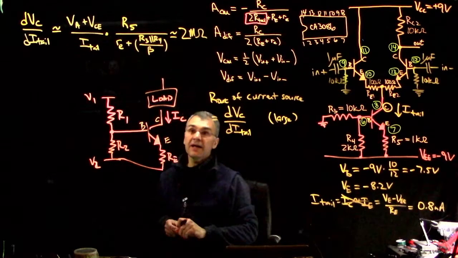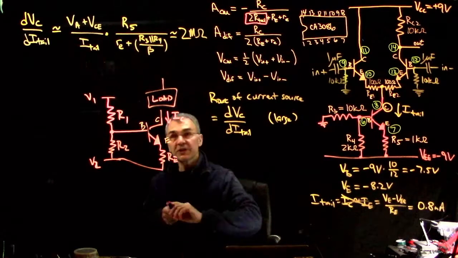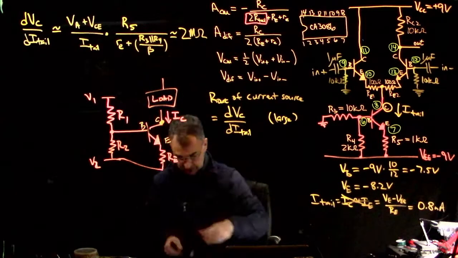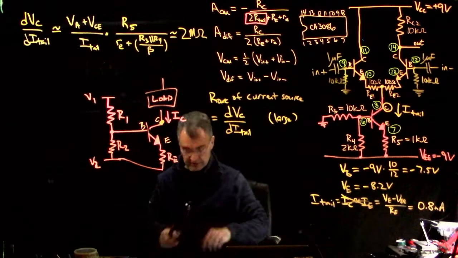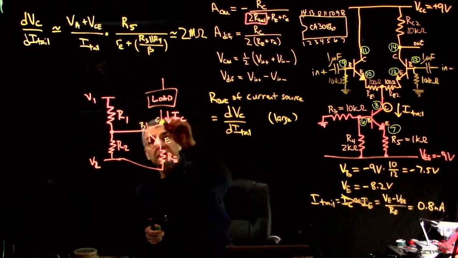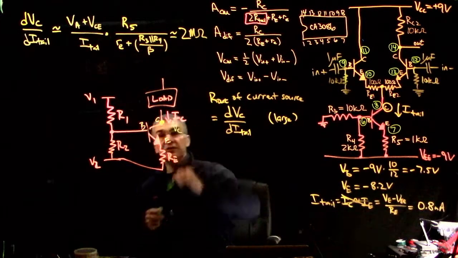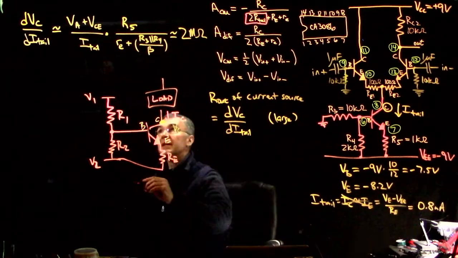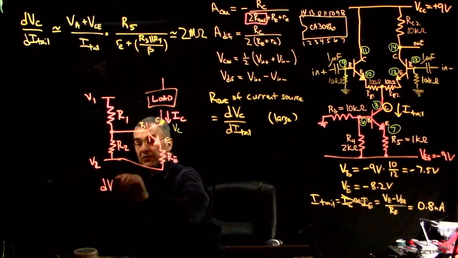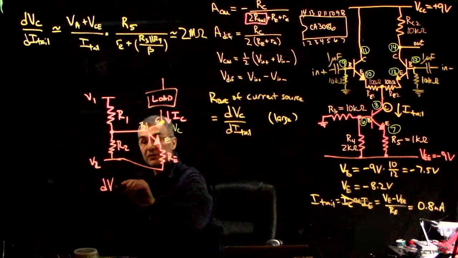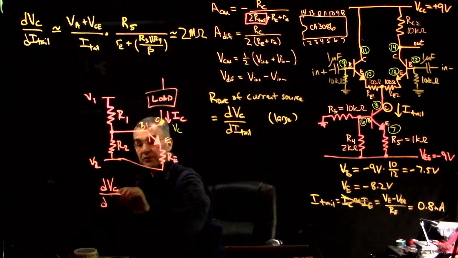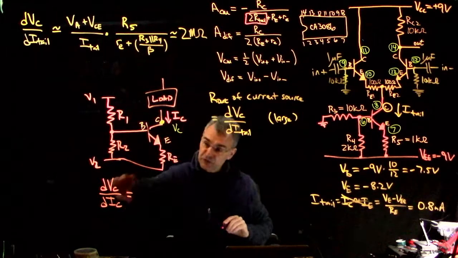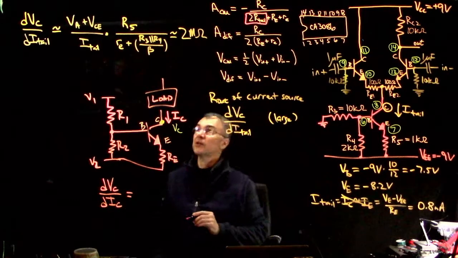And then of course this voltage, if you look at the voltage here, this is the collector voltage. So you might want to say, what is the change in collector voltage with respect to collector current? And you want this to be big because really what you want is the reciprocal of this to be small.